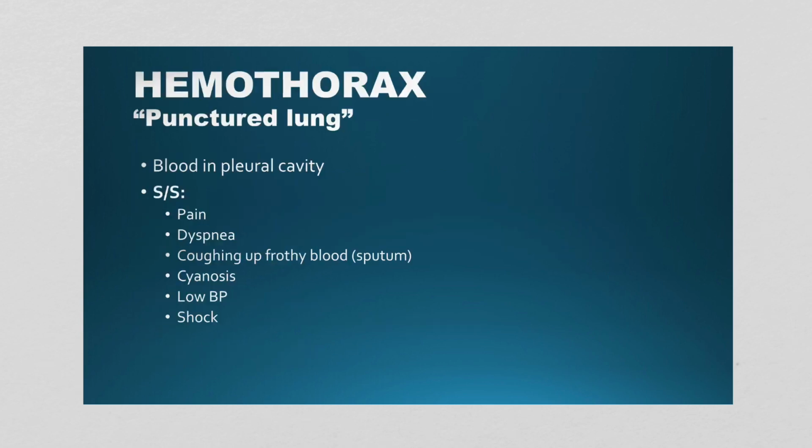A hemothorax is very similar. The difference is that there's some type of bleeding that occurs. So this is what's considered a punctured lung, not a collapsed lung. This is where blood is actually allowed to enter into the pleural cavity. The patient's going to complain of pain, dyspnea. The major differential between a pneumothorax and a hemothorax is going to be the patient coughing up blood.